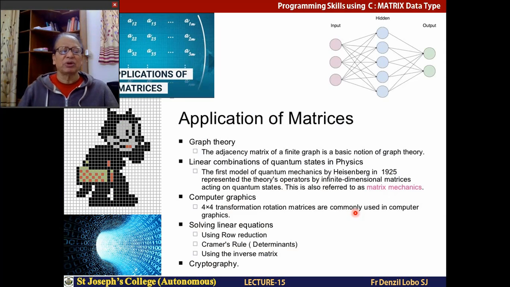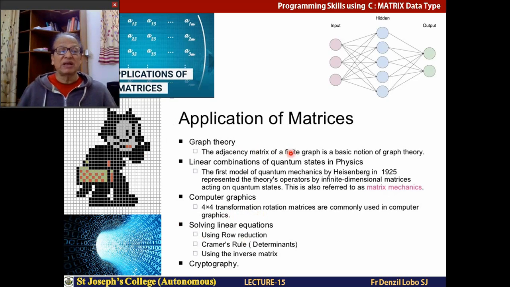Now, the question I'm very sure you are going to ask is, what are the applications of matrices? Matrices are very important in life. As you see here, they are used in graph theory. They are used in physics to find linear combinations of quantum states. In computer graphics, for animation and movement, we use transformations of rotation, movement, etc. For that, matrices are used extensively, as well as in solving linear equations. And these are very, very important.